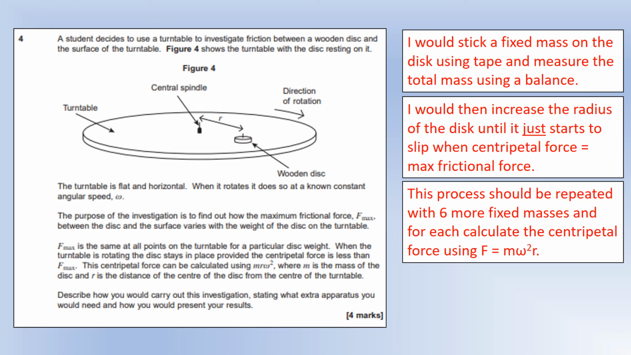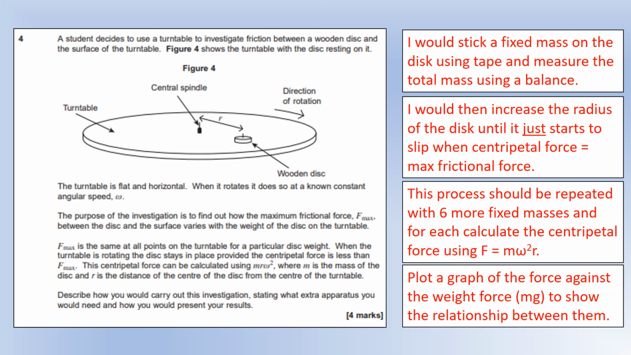So we're changing the weight of the disc. And for each of them, calculate what the centripetal force is when it just starts to slip, which is the max frictional force. Then all I'd do is plot a graph of that force against the weight force, by doing m times g, and that would show us the relationship between weight force and the max frictional force.